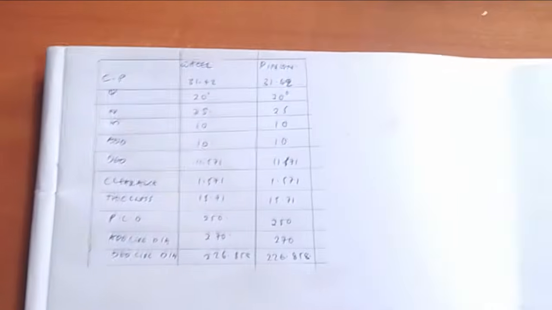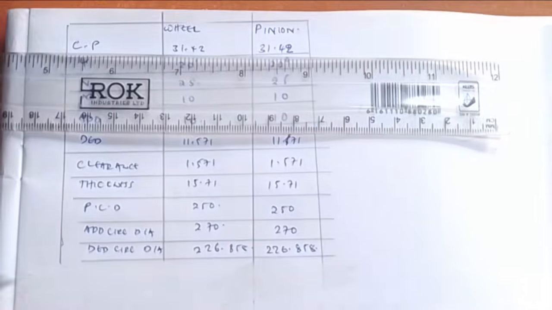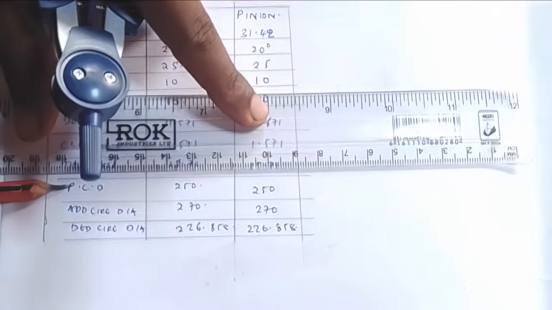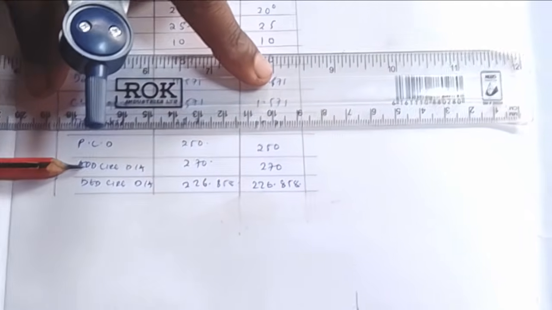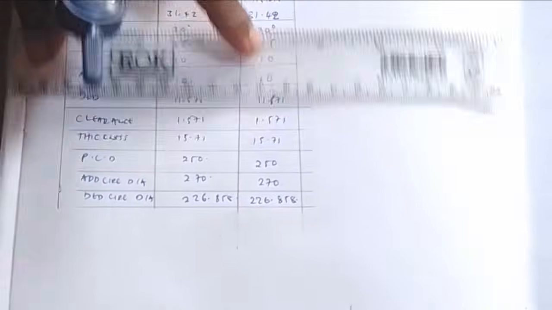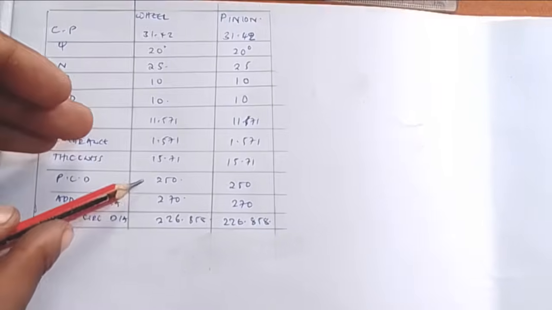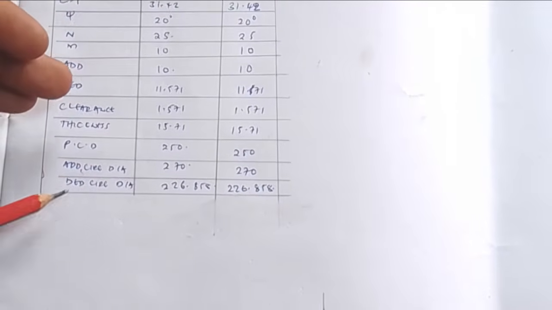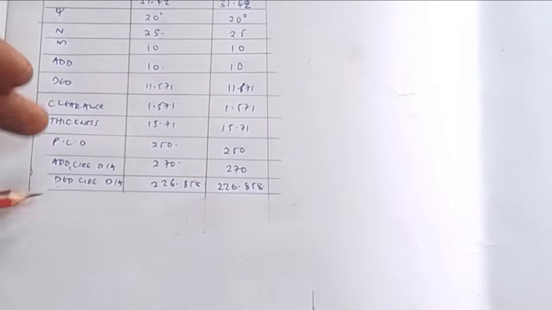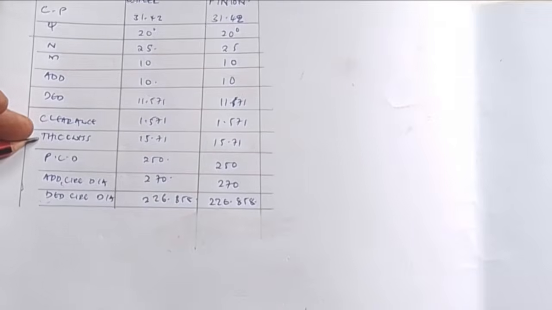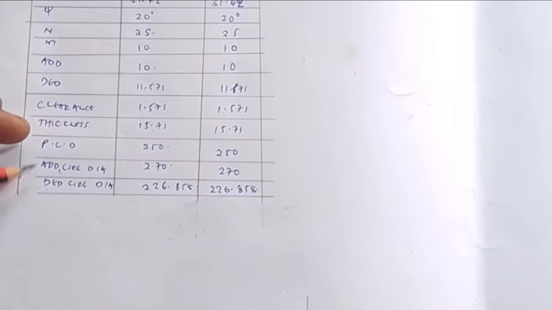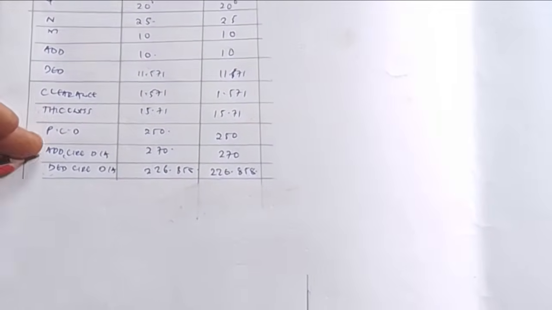Then after you have done that, you come now here on your table. What do you start with? The only things that we are using in construction and drawing are the PCD, the addendum circle diameter, and the dedendum circle diameter. The rest of these were to guide us how to calculate and how to get the PCD, the addendum circle diameter, and the dedendum circle diameter. First, we use these ones. We will still use the thickness, but at this point, we first start with the PCD, then use the addendum, and the dedendum circle diameter.